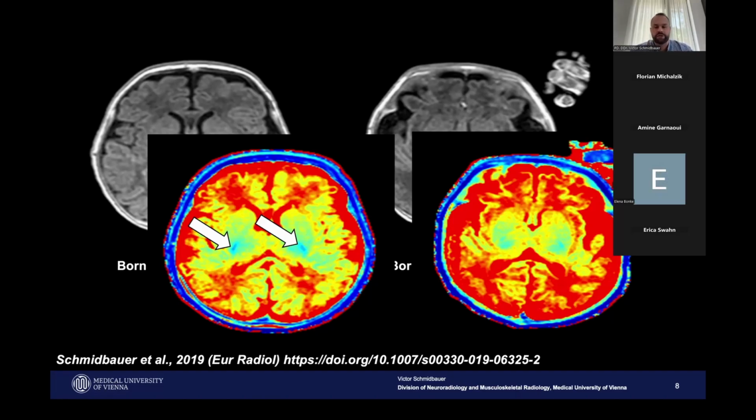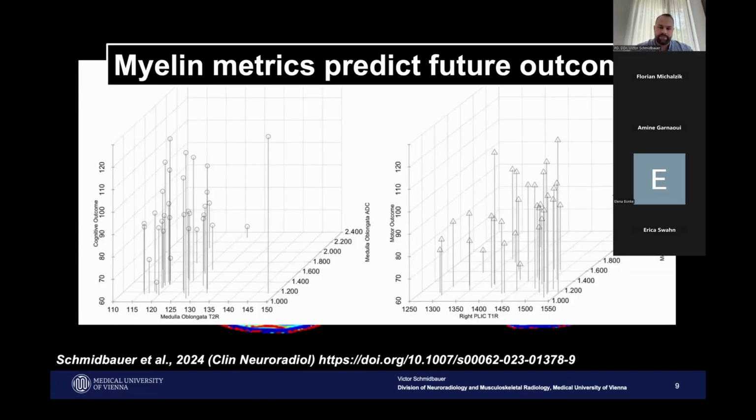So now maybe you ask the question, this is of interest, but however, does it really impact clinical management of these cases? And there's another article we published in 2024. At our institution, it's routinely performed to follow up these former extremely preterm neonates by cognitive and motor testing, 1 year, 2 years, 3 years, and 5 years after birth. And we now go ahead and correlate these outcome data with our myelin metrics collected at term equivalent age.